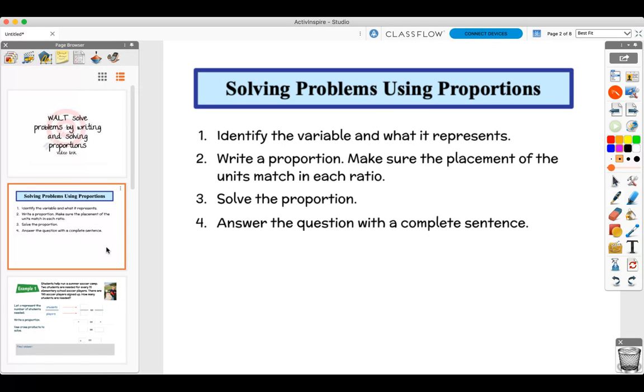So first, let's go over some of the rules. 1. Identify the variable and what it represents. 2. Write a proportion. Make sure the placement of the units match in each ratio. 3. Solve the proportion and answer the questions in a complete sentence. Make sure the units are there too when you're answering the question.